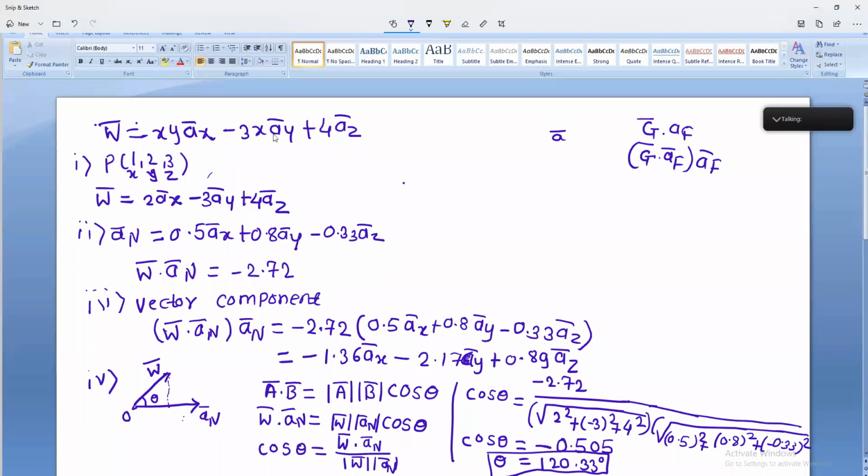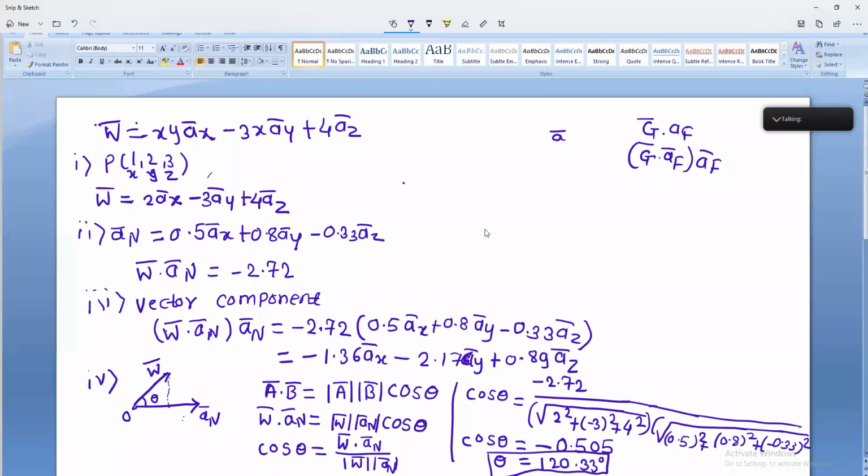Minus 3 into what is x? X is equal to 1. So again 3 into 1, that is minus 3 a bar y and plus 4 a bar z. Now here no x, y and z component is given. That's why it is only 4 a bar z. Now the second question is the component of w bar at P in the direction of the unit vector.